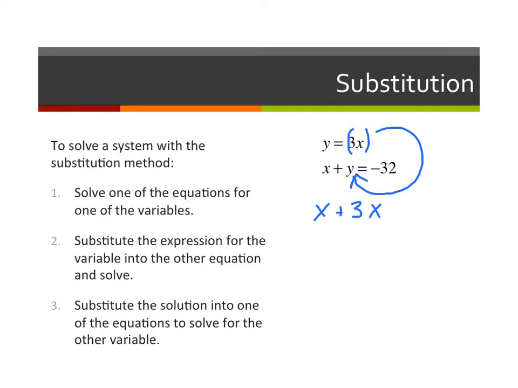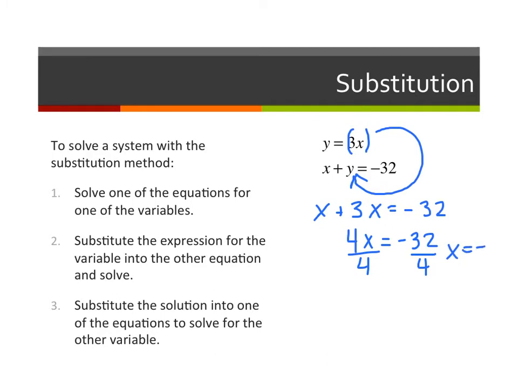If y and 3x are equal, not x and 3y, but y and 3x, then one can replace the other anywhere you see it. So if I saw a 3x somewhere, I could replace it with a y. But in this case, I'm going to replace that y with the 3x. Now it gives me an equation with only one variable in it, and that one variable is an x. So now we're going to combine like terms. 4x equals negative 32. We're going to divide by 4.